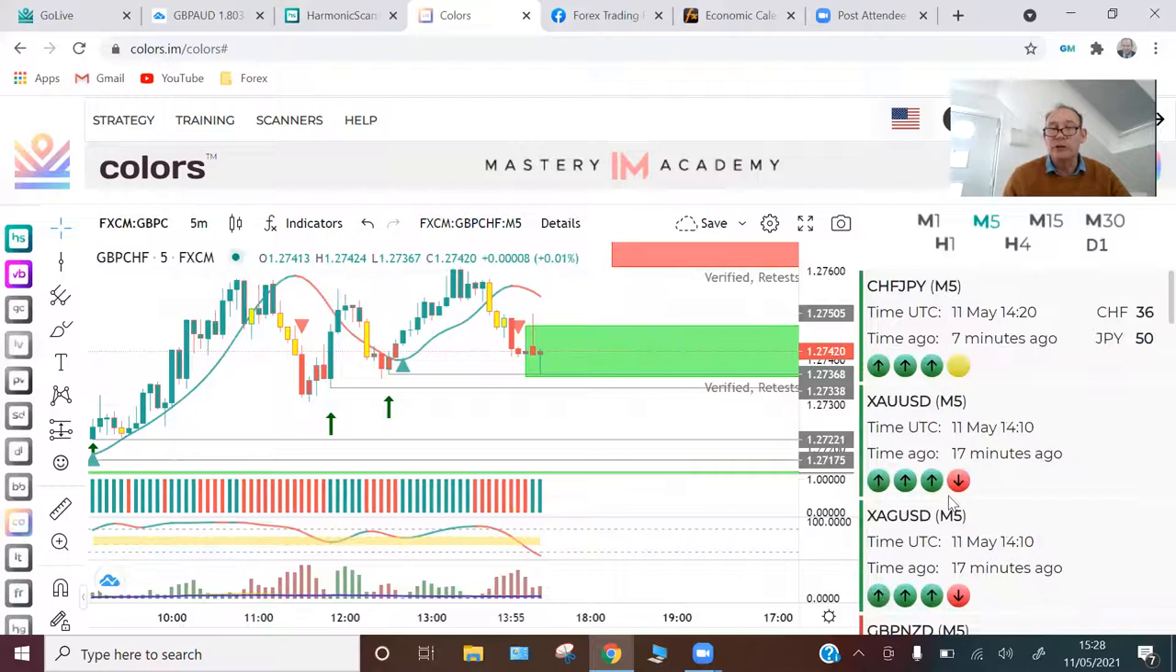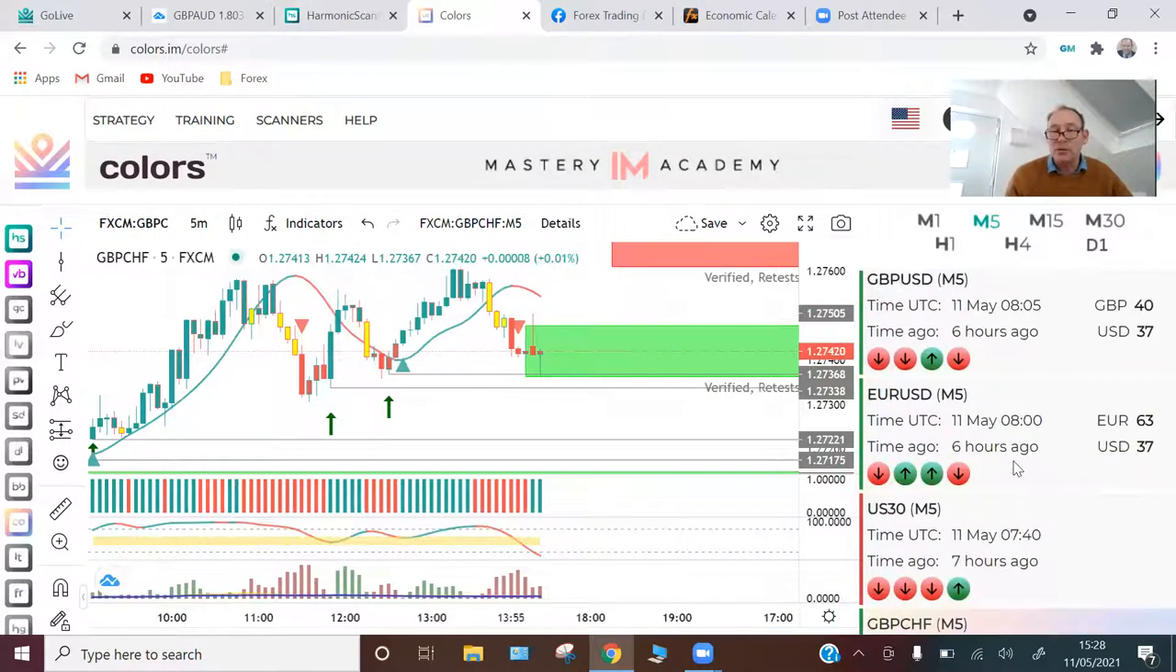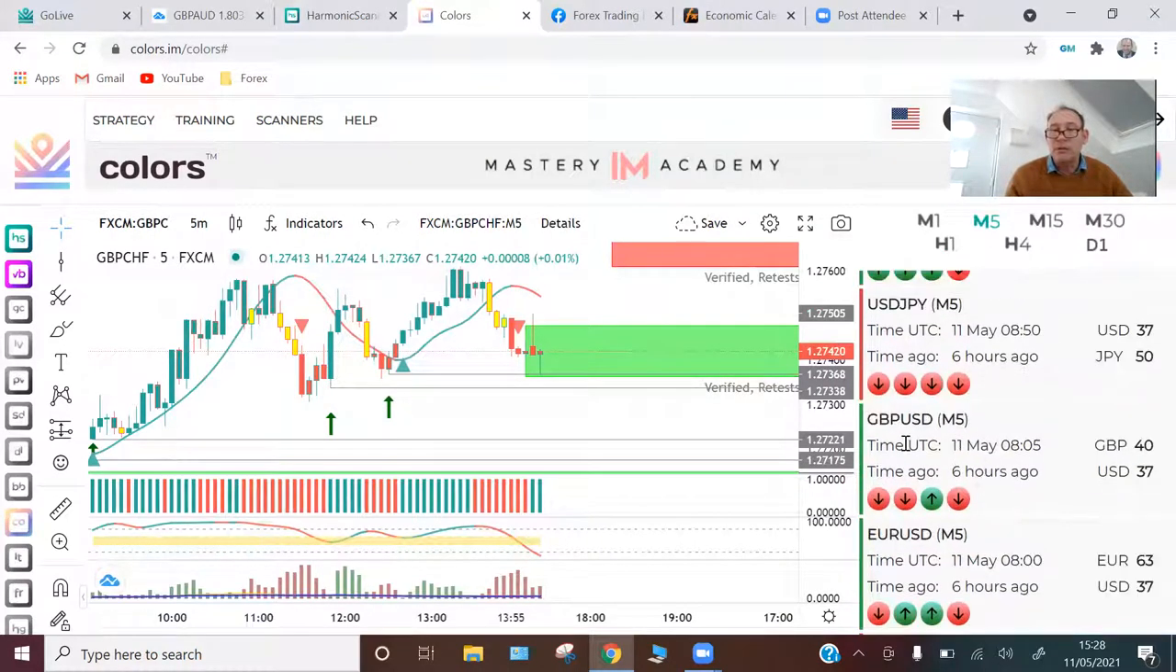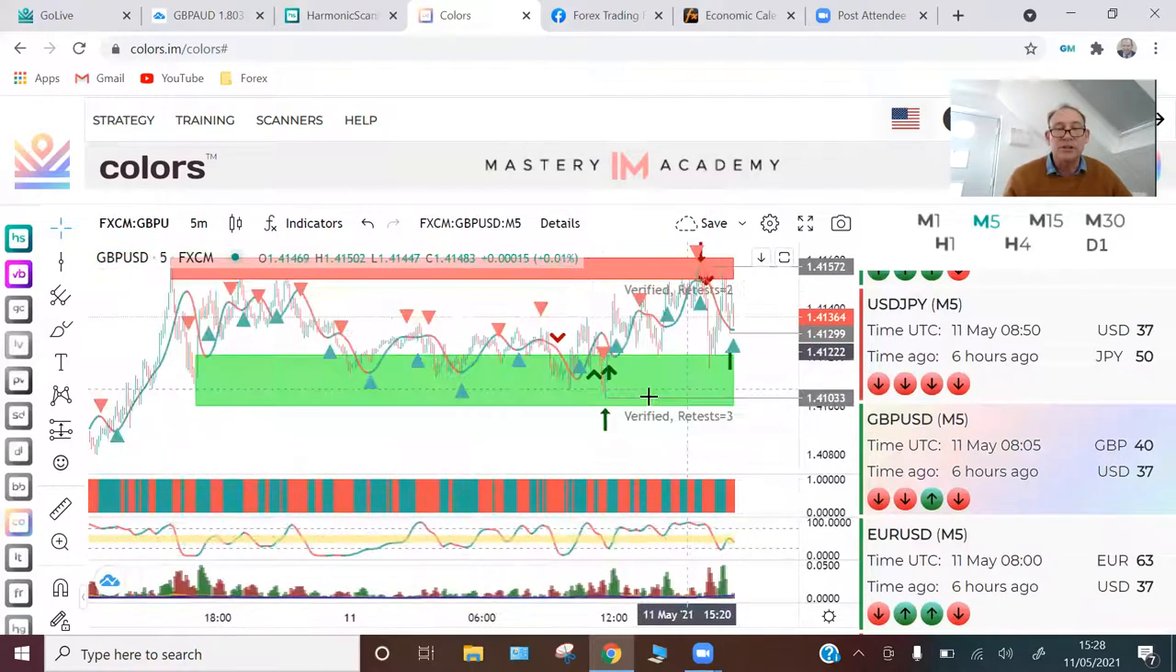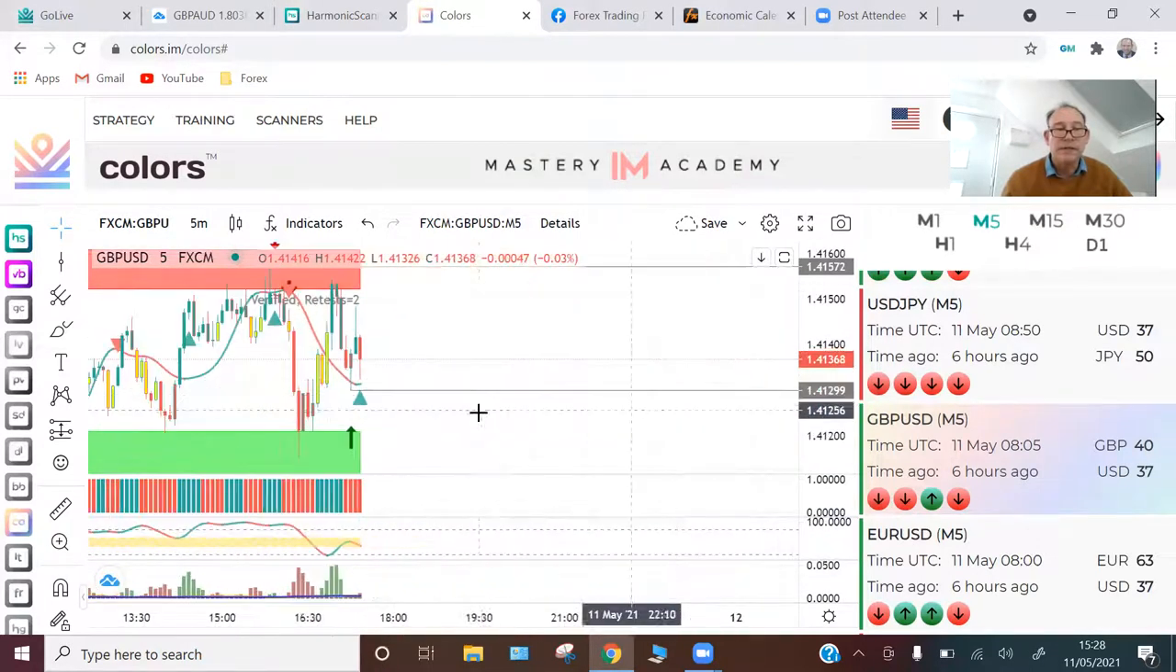I'm looking for Great British Pound, United States dollar. Hopefully we'll get that popping. There's that one there, just to see. Price was here, it keeps bouncing off there. All we're looking to do is match the colors up. It's all we're looking to do, nothing else.